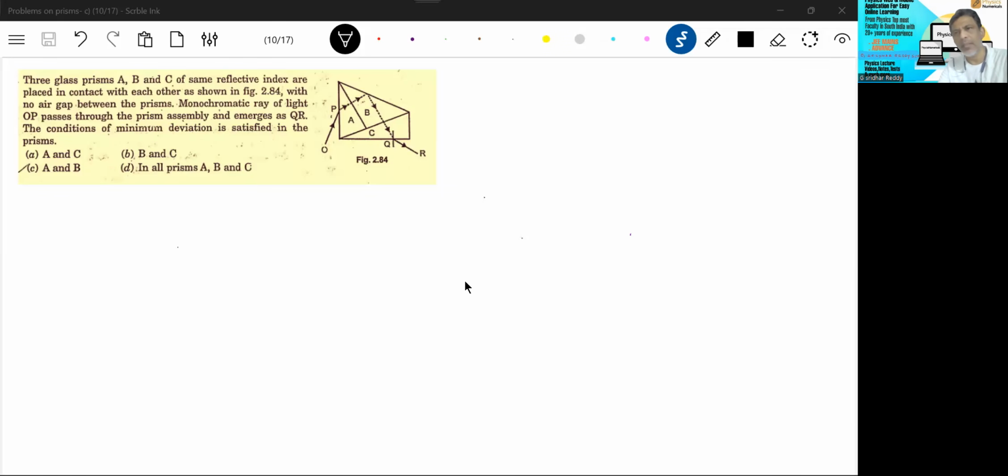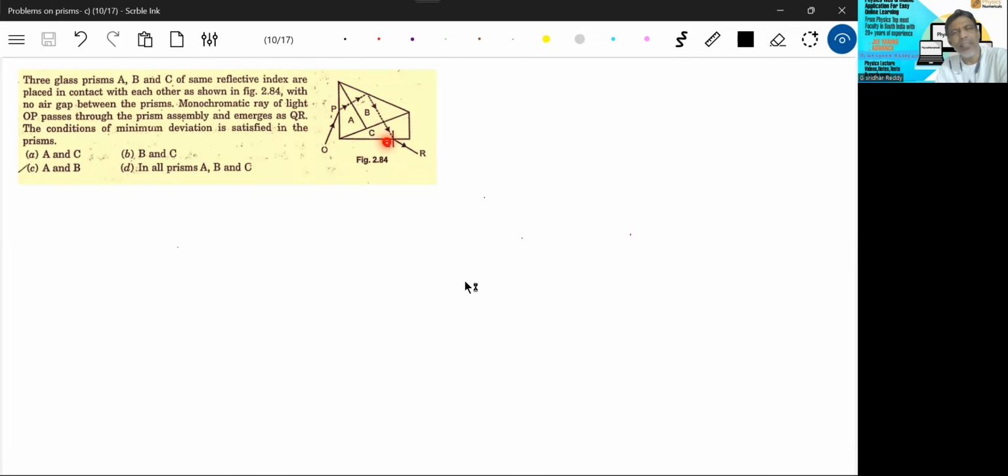Three glass prisms A, B, C of the same refractive index are placed in contact with each other as shown, with no air gap between the prisms. A monochromatic ray of light OP passes through the prism assembly and emerges in this way. The question is, in which particular prism is the minimum deviation there?